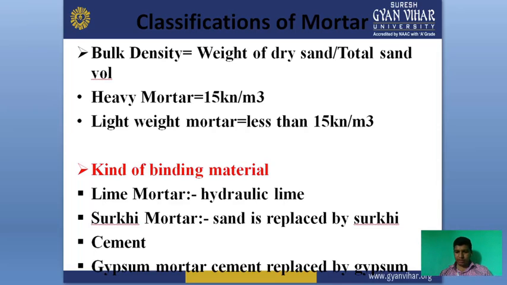coarse aggregates. So the final conclusion of using these types of mortars is: mortar is a paste prepared by adding the required amount of water to a mixture of binding materials such as cement and fine aggregates, used to bond masonry or other structural units.